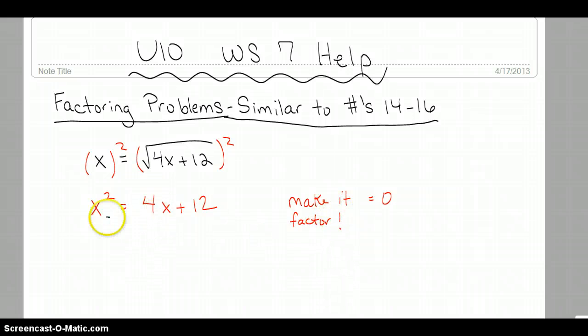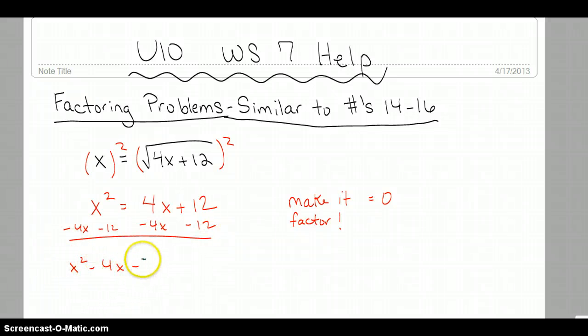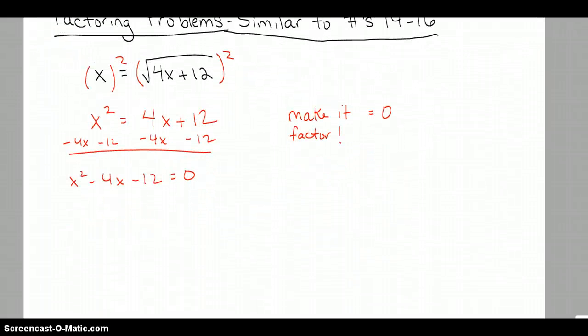So what we need to do is bring everything over. I want to keep the x squared positive, so I'm going to subtract the 4x and the 12 from both sides. I'm going to end up with x squared minus 4x minus 12 equals 0. After that point, we need to factor it.